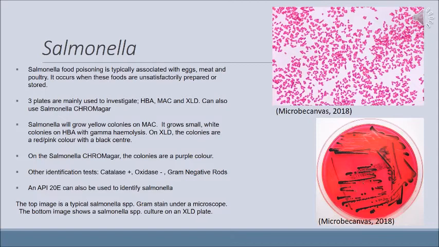On MAC, the colonies are yellow as they do not ferment lactose. They are small and white with gamma hemolysis on horse blood agar and grow in pink colonies with a black center due to H2S production on the XLD agar. On the chrome agar, these colonies will appear purple in color. The other test results include catalase positive, oxidase negative, and gram staining indicates a gram-negative rod. An API 20E can also identify this bacteria.